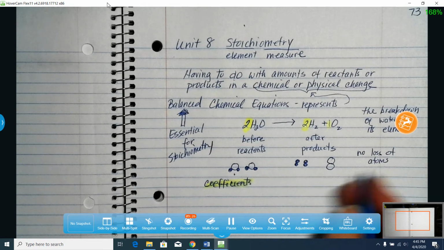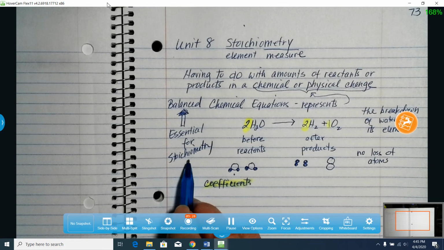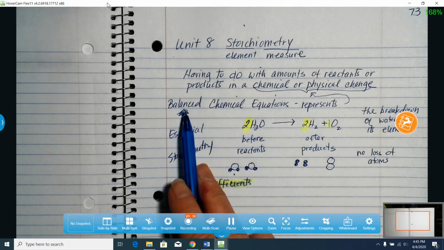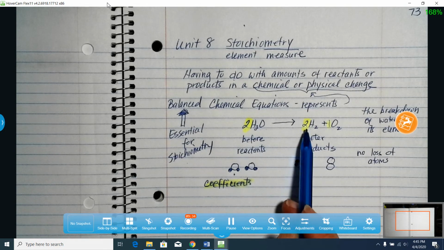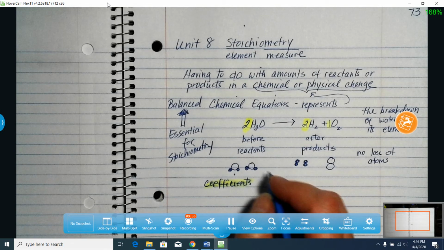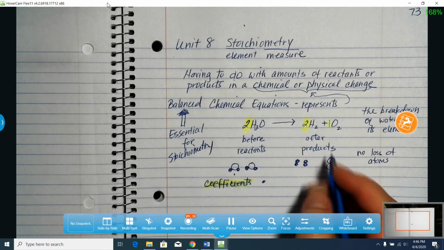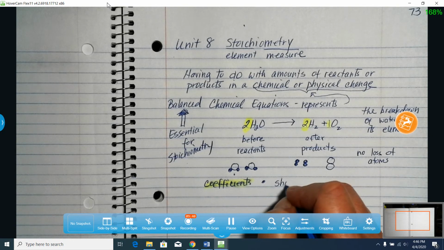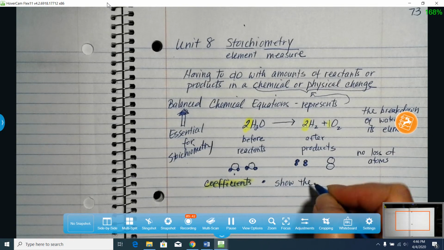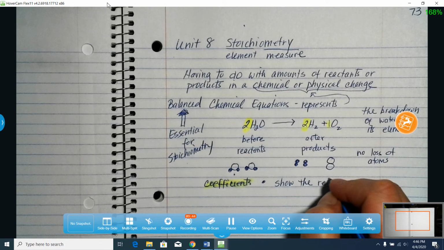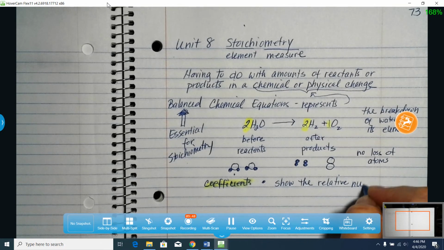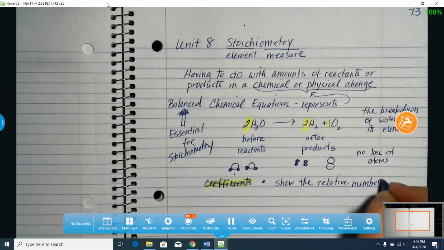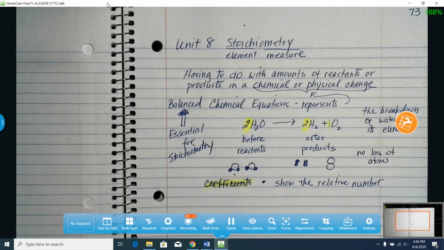And why are these important for stoichiometry? Remember I said a balanced equation is essential for stoichiometry. That means these coefficients are super important. So why are they important? Well, they show the relative number of substances needed.